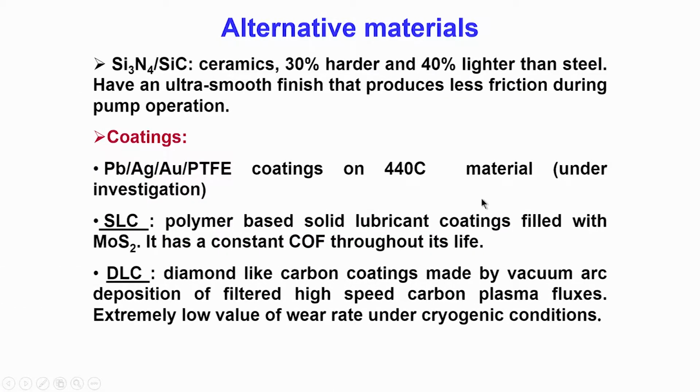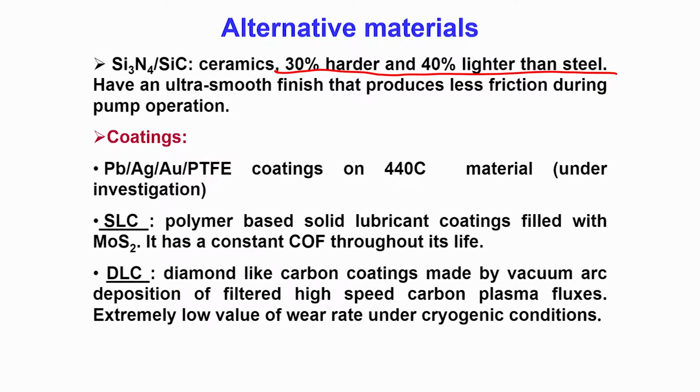Now what are the alternative materials? Alternative materials are certainly silicon nitride and silicon carbide. These are ceramic materials, extremely resistant to oxidation, particularly at such low temperature. It is 30% harder and 40% lighter than steels. As you see, these numbers indicate that while these materials are lighter, they are also harder. Harder means it may have good abrasion resistance.